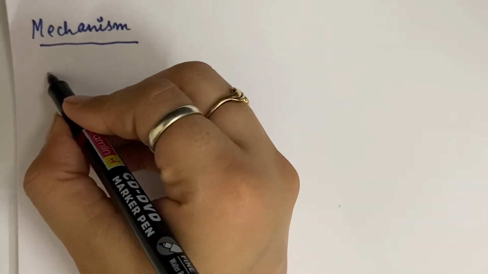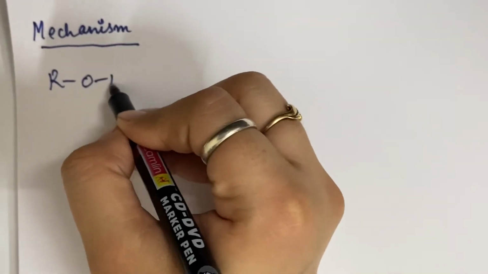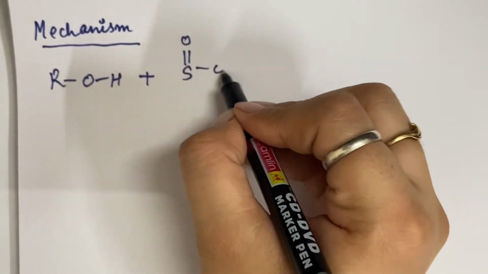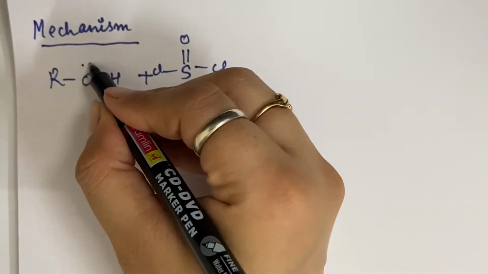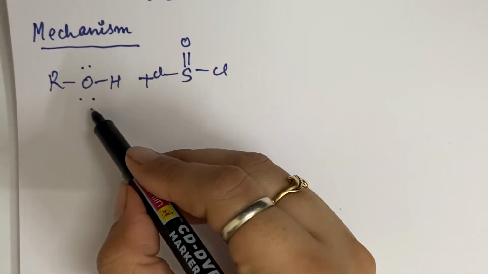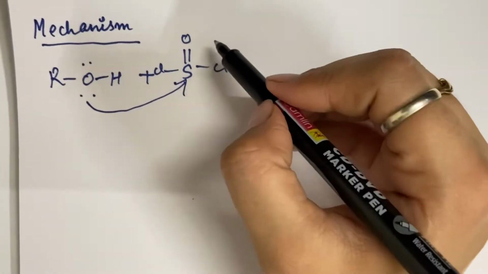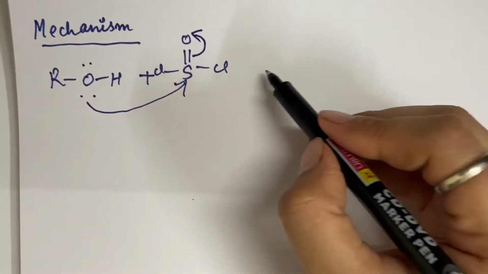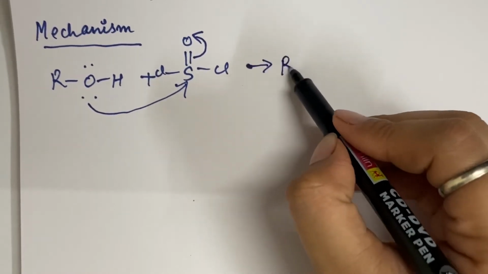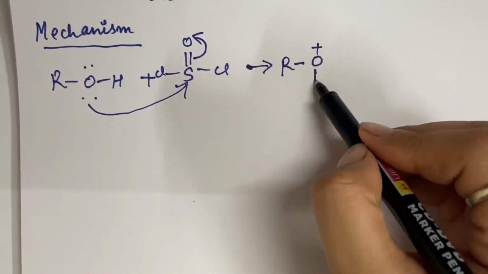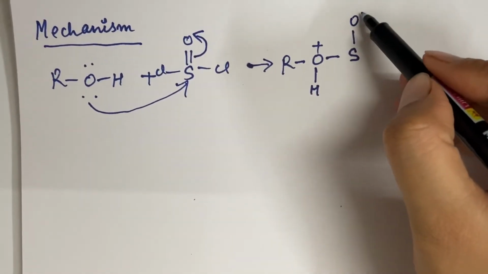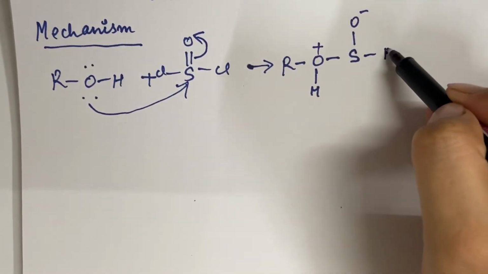In mechanism, by now you should be able to create your own mechanism for all the reactions, because I have already told you that oxygen has two lone pairs and it will give its electron to somebody, and that somebody which is taking the electron is sulfur, because this oxygen is more electronegative and it will take the electron. So what will happen here? R O positive will develop here, it is hydrogen. Sulfur will come here, O negative and Cl.